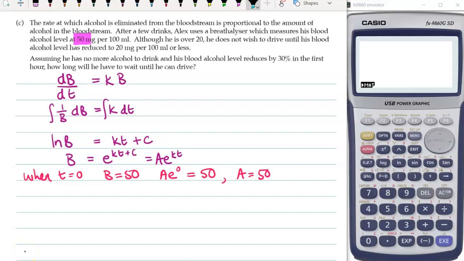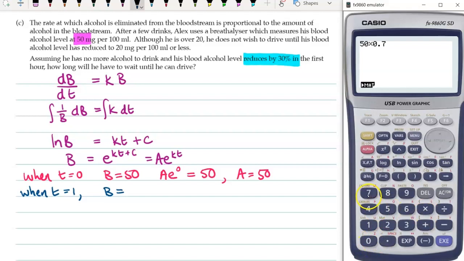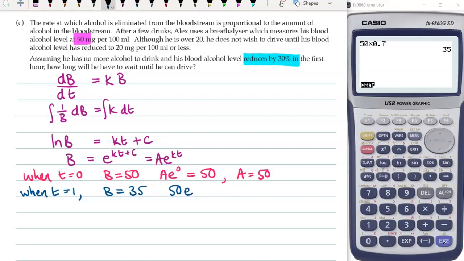The next bit of useful information is that it reduces by 30% in the first hour. So when T is 1, if we're doing 30% less on 50, we can times it by 0.7. So we've got an amount of 35 after 1 hour. Where we had A e to the KT, we've got 50 in place of the A, then e to the KT, so T is 1, so 50 e to the K is equal to 35.